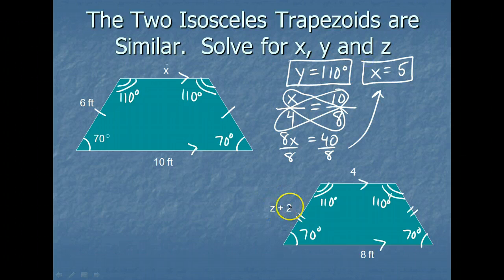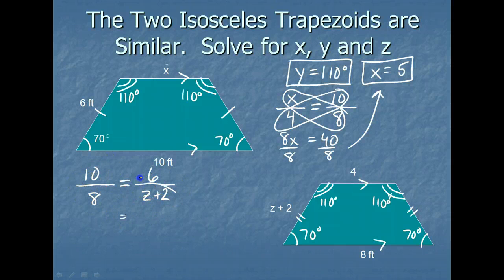Now I need to solve for z. To solve for z, z is a side, so I'm going to set up a proportion. Now I could use 5 in the second proportion, but I don't have to. I'm going to go with the information that I'm given. I'm going to say 10 goes to 8 as 6 goes to z plus 2. I've set up a consistent proportion.